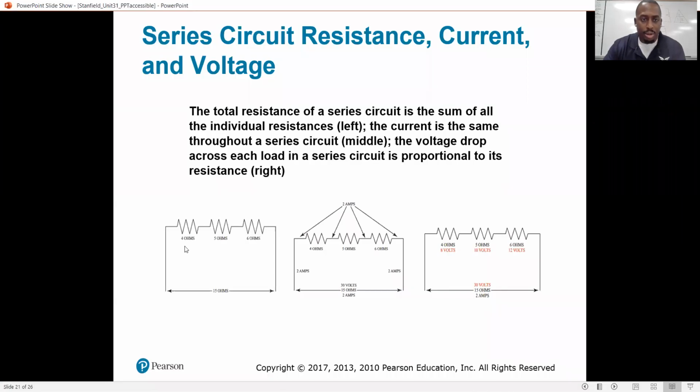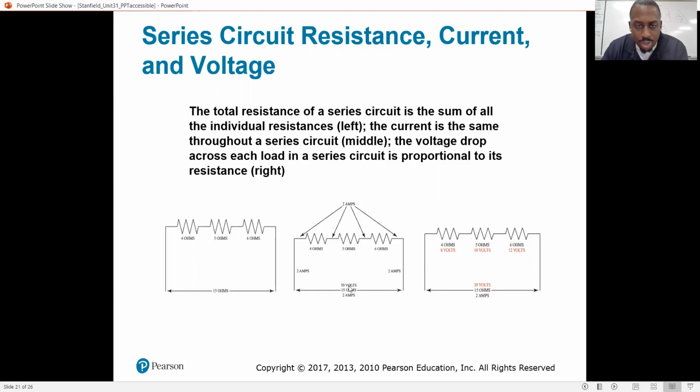So, like I said, this is a series circuit. You got 4 ohms here, 5 ohms here, 6 ohms here. That's giving you a total of 15 ohms. Then over here, they're giving us the same thing. We got 4, 5, and 6. So we have a total of 15 ohms.